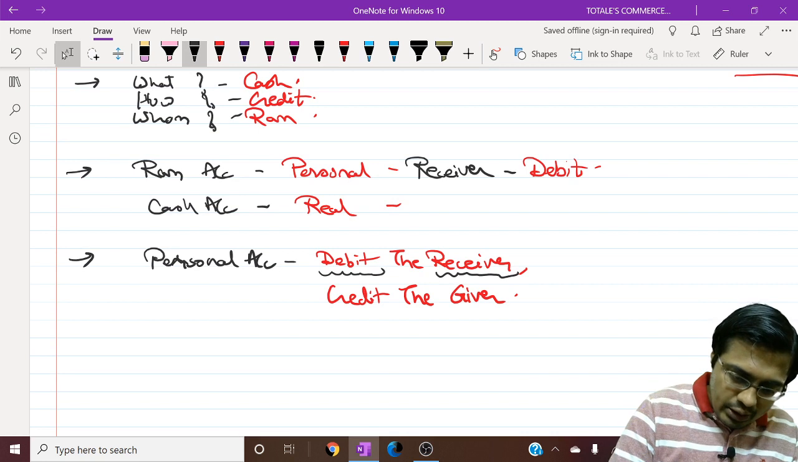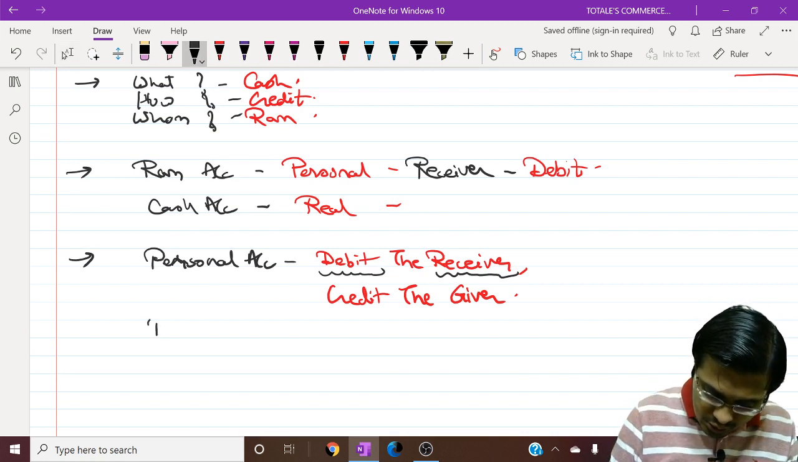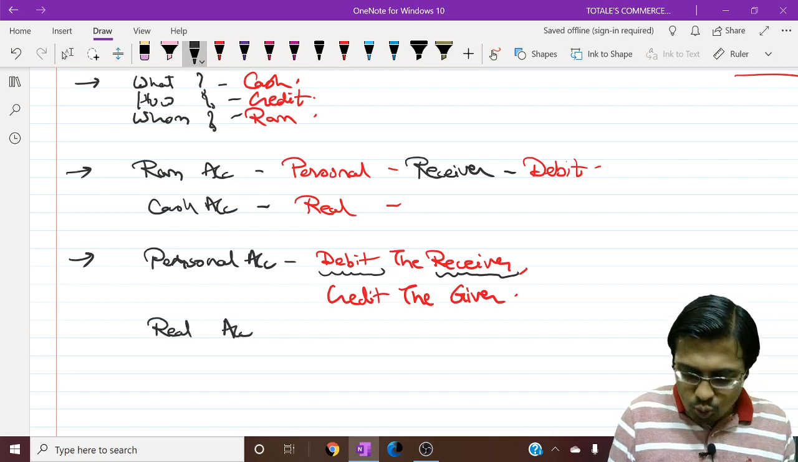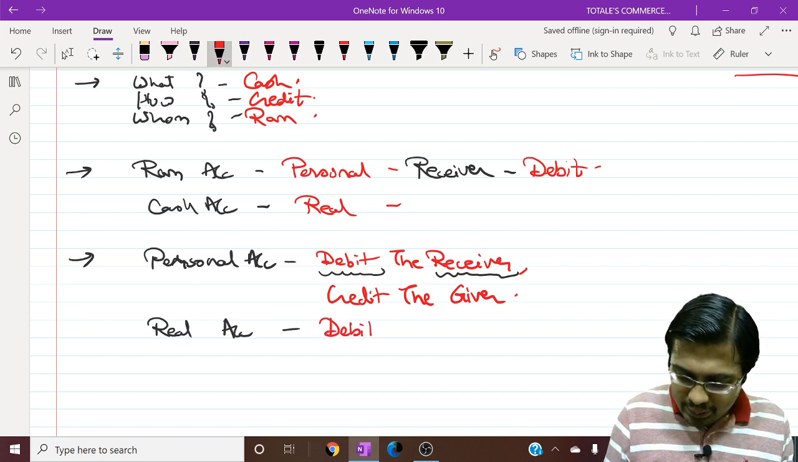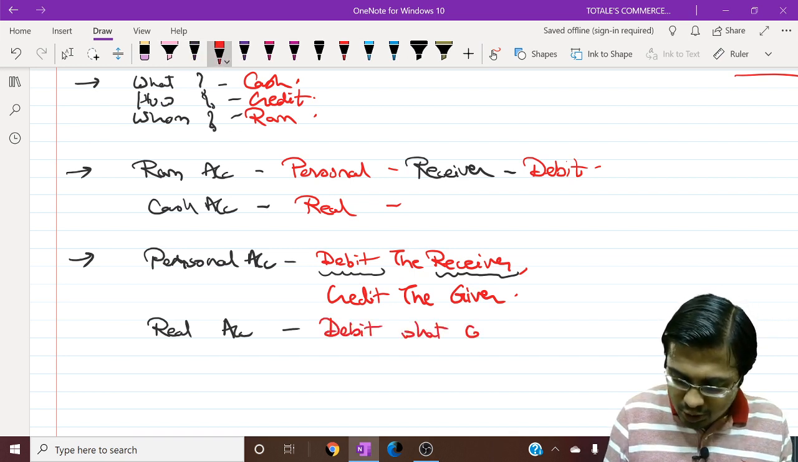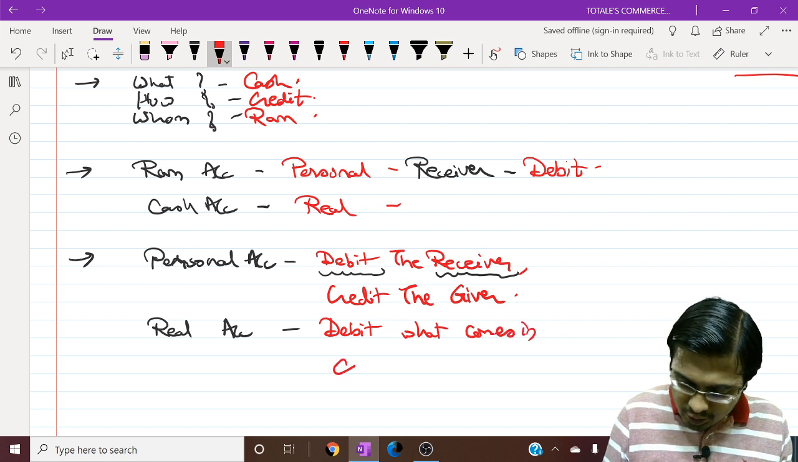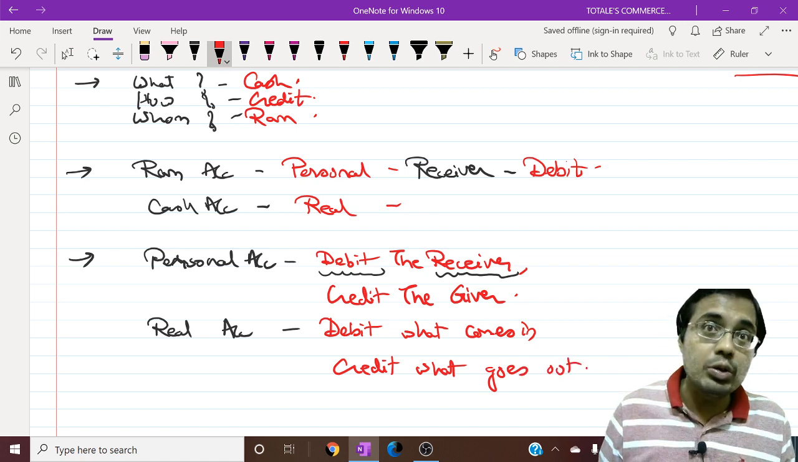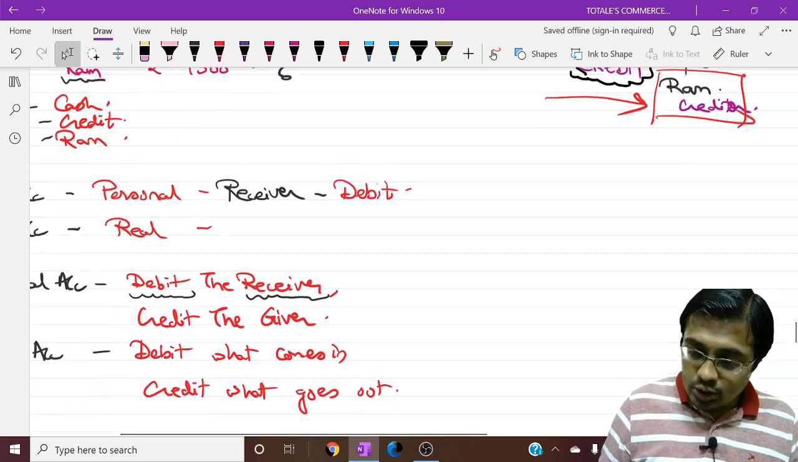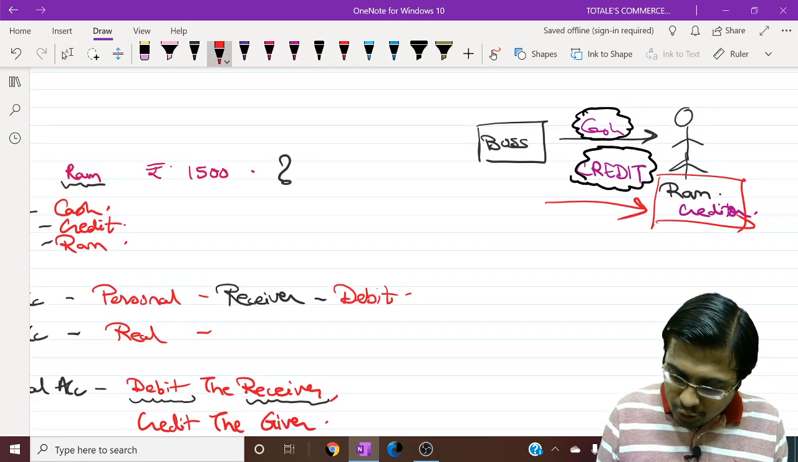Now let's have a look at the rules for real accounts. What do the rules for real accounts say? They are again very simple. Debit what comes in, credit what goes out. Now whose point of view do you have to take? Obviously we have to look at it from the point of view of business. So this is our business, this is our point of view.